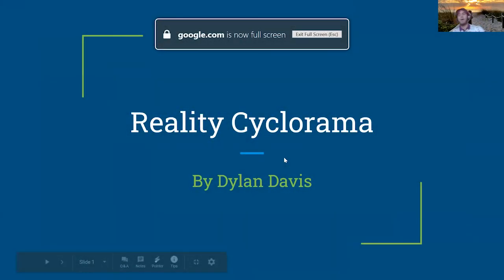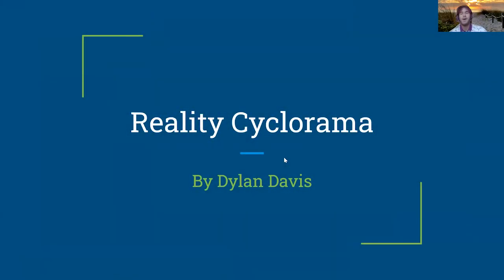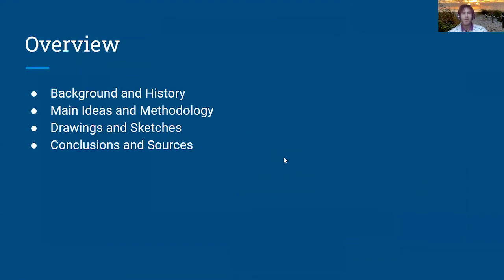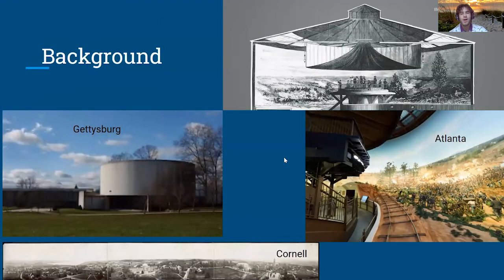I would be talking a bit about a potential art exhibit myself, which I'll be naming the Reality Cyclorama. A quick overview: I'll be talking about the background and the history of the Cyclorama as it relates to my project. I'll talk about some main ideas and the methodology of my project. I'll show you some of the drawings and sketches I have of this art exhibit and go over conclusions.